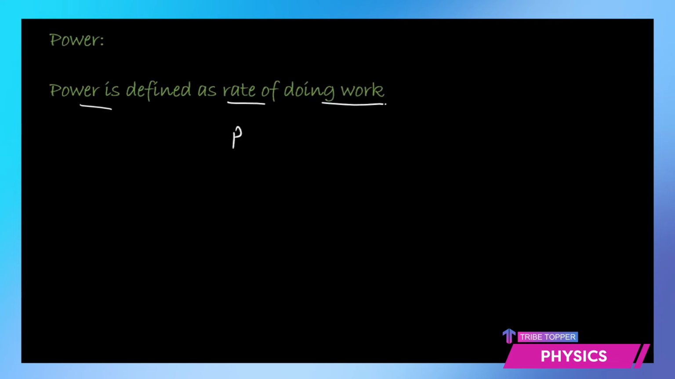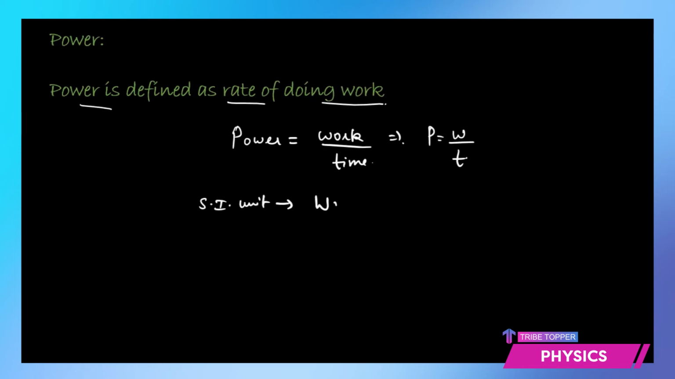So, we write it mathematically as power is equal to work over time, or in notation form, P is equal to W over T. And from this expression, we can also define the SI unit of power. What will be the SI unit of power? It is watt, and we denote it as W.